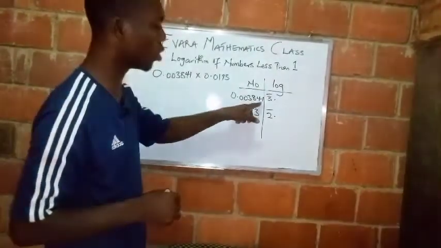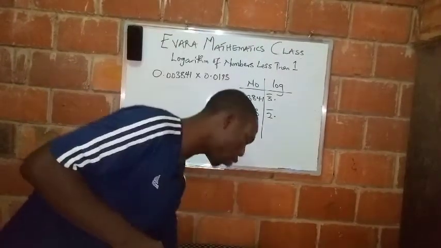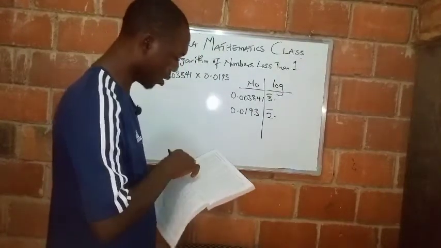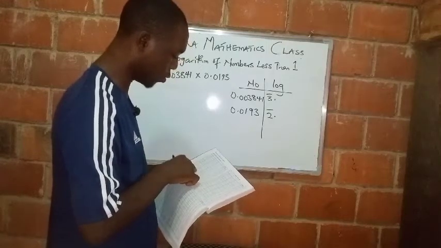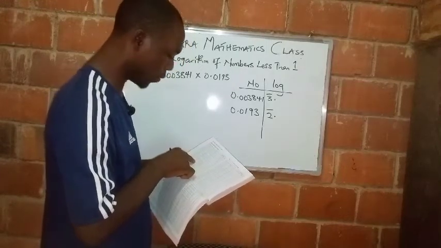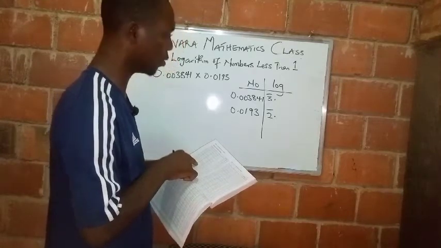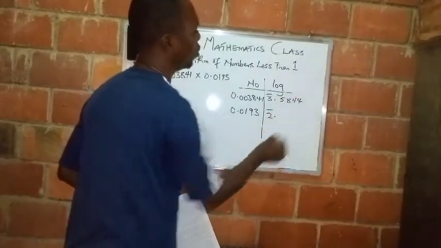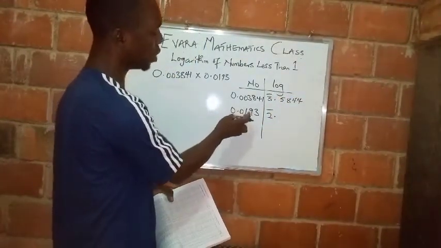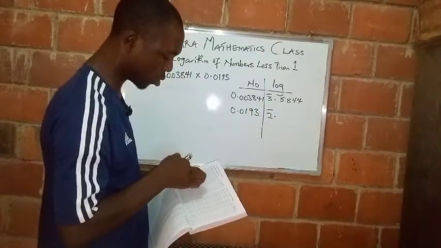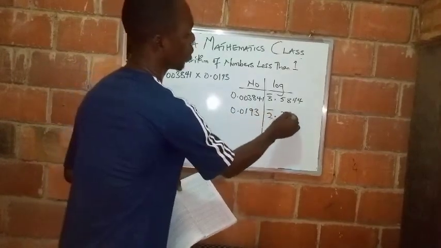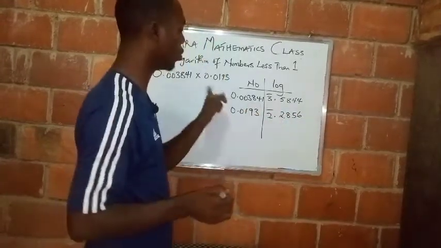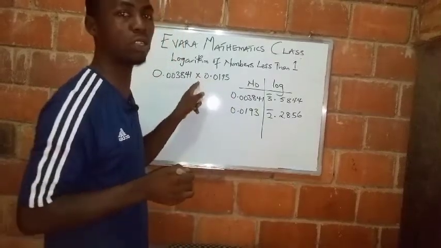Logarithm of 38 under 4 difference 1. So you pick up your 4-figure table, then you look for 38. 38 under 4 is 5843. Difference 1 is 1. So that is 5844. So you are going to write 5844 here. Now, here is going to be 19 under 3. 19 under 3 is 2856.